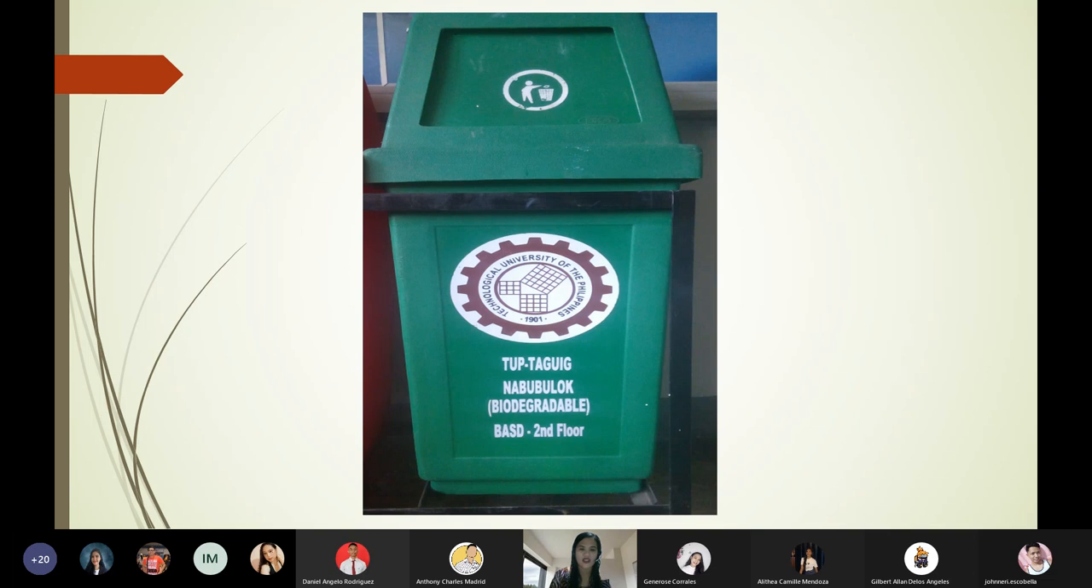Yung napansin ko lang po yung logo ng year po 1901 pero dapat po 1991. Actually it's 1901 nga. Oo, 1901. Ay, sorry po. Oo, 1901 talaga siya. Yun yung pagkaka-built ni TUP before it was MTI. MTI ang tawag. Okay, but thank you.